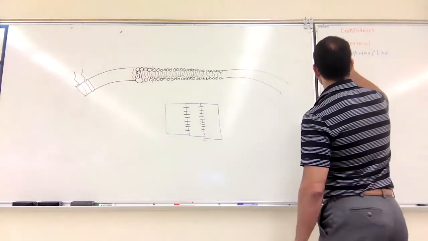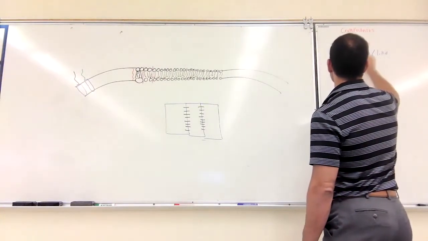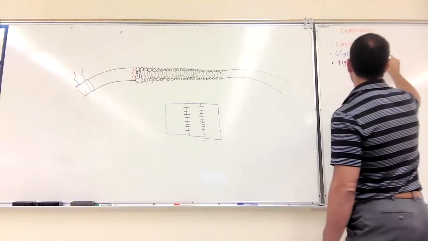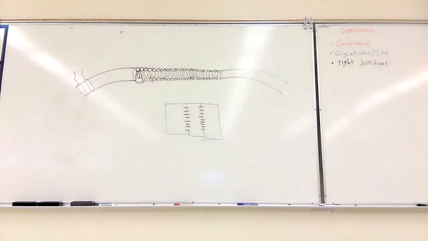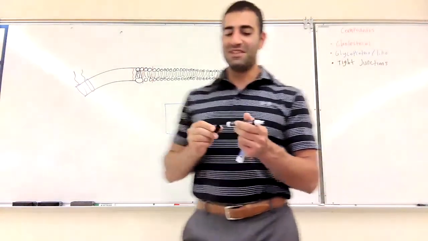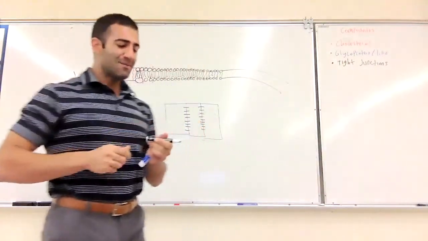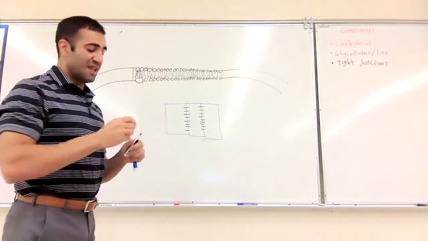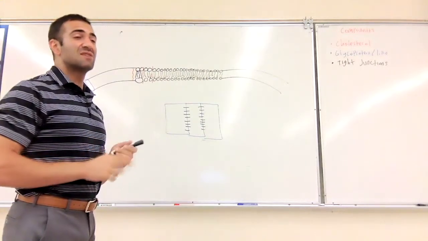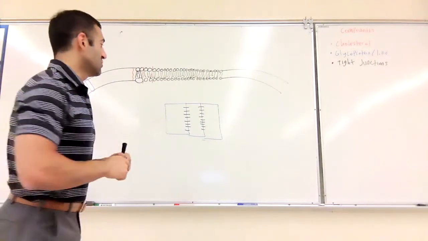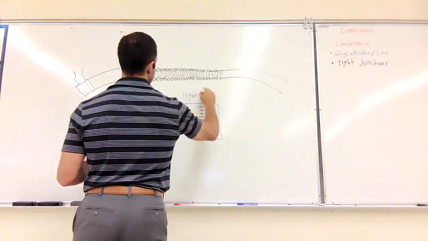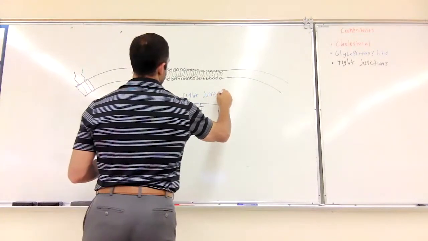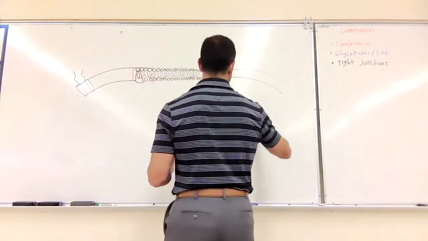Now other cells, they're actually connected through what's called a gap junction. So gap junctions, think of them as almost a bridge, a skywalk between cells. So these are tight junctions, but these here are going to be called gap junctions.